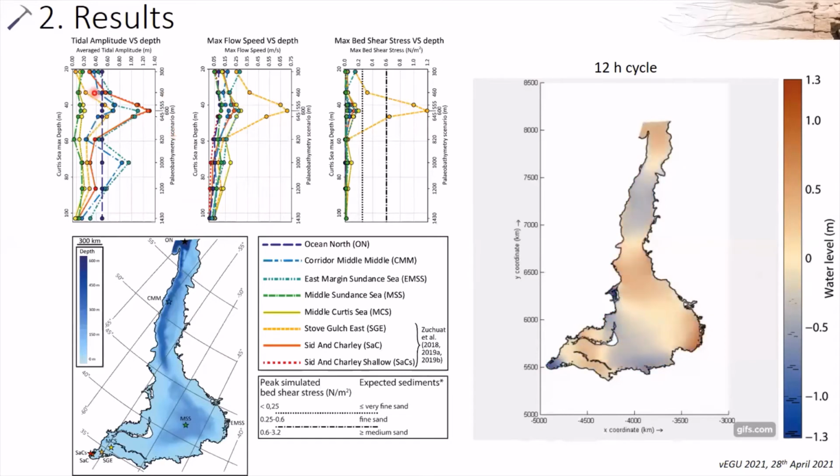And so these are 3 tables showing the tidal amplitude versus depth, and also the maximum flow speed and maximum bed shear stress here. On the vertical axis, on the left, you have the depth of the Curtis Sea, and then on the right, you have the depth at the mouth of the system. So all the different paleophysiographies we have, basically, the maximum depth right there. You can see that we tested from a very, very shallow mouth of the system, 300, to a quite deep 1,430.